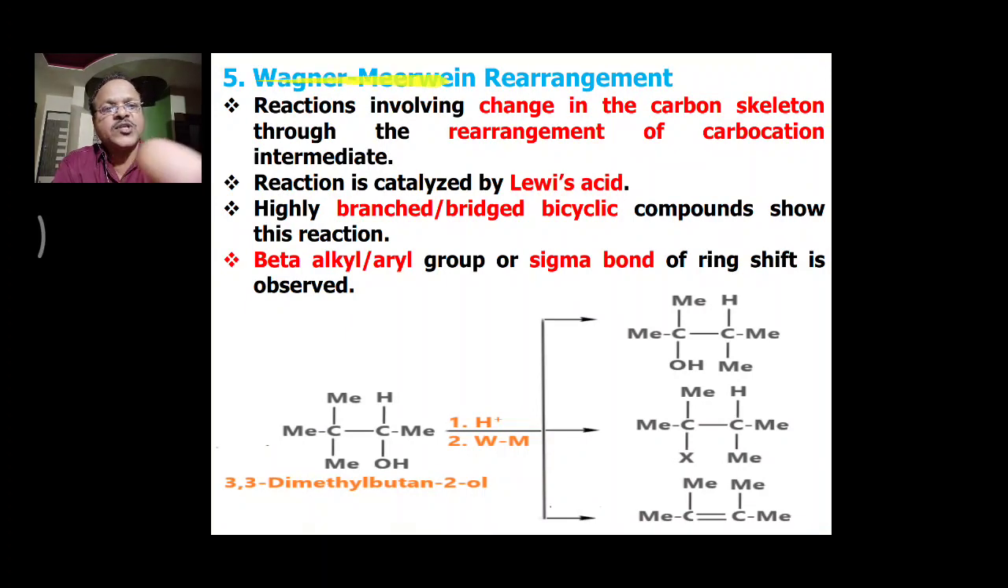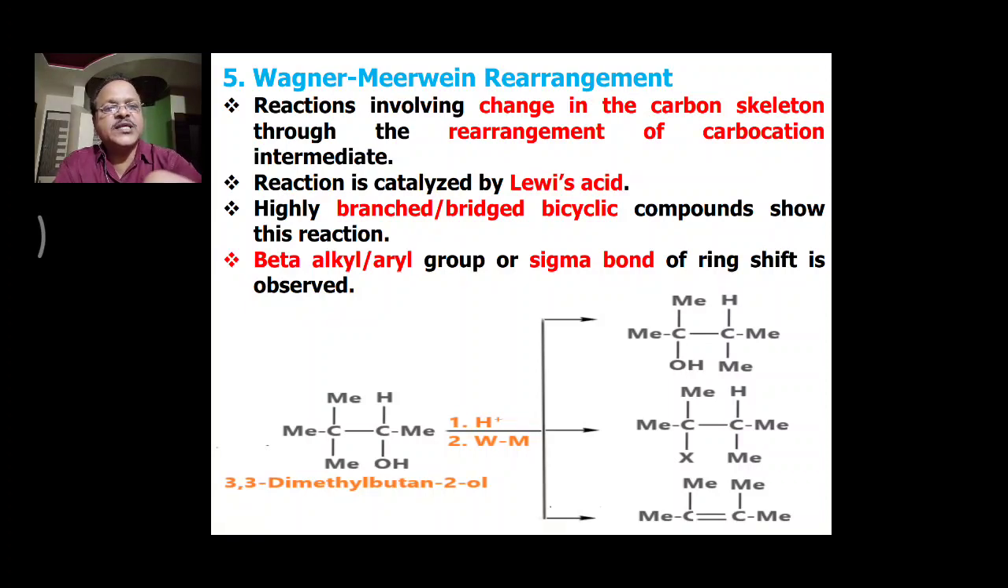Now reaction number 5 is the Wagner-Meerwein rearrangement. So what is this Wagner-Meerwein rearrangement? A reaction involving change in carbon skeleton through the rearrangement of a carbocation intermediate is called Wagner-Meerwein rearrangement. Any reaction that undergoes change in carbon skeleton through a carbocation intermediate is called Wagner-Meerwein rearrangement.